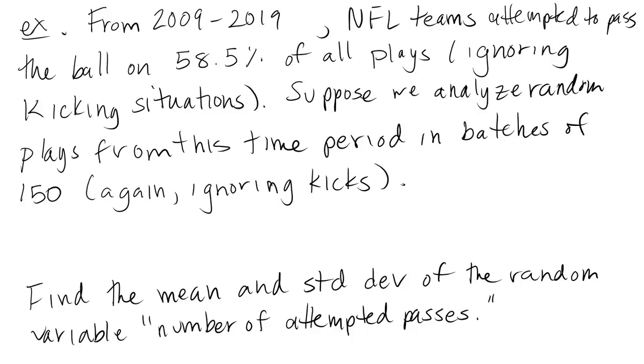Now I chose a sample size of 150 because that's about how many plays would be run in a game, ignoring kicks. Finding the mean and standard deviation using the formula from earlier in the course would be quite arduous because we'd have to look at a bunch of different scenarios. But if we can verify that this is binomial, then we have these new simple formulas. So is this a binomial random variable? Well, we have a fixed number of trials. We're going to look at 150 plays. And there are 2 possibilities for each play.